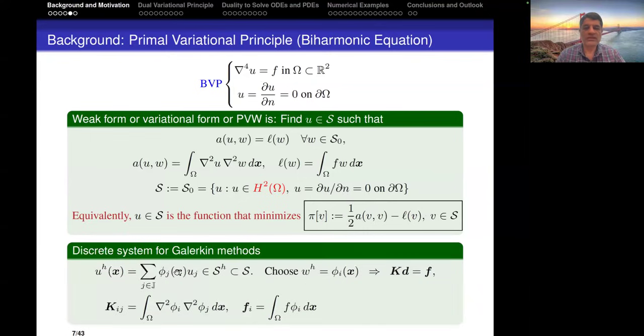And now I just repeated the previous slide again. You choose the same approximations, test functions, and now you compute k and f, and that's how you proceed. But of course, now the shape functions have to be C1 continuous and not C0 continuous. So that is my short introduction to primal variational problems. And before I start the dual part, are there any questions?